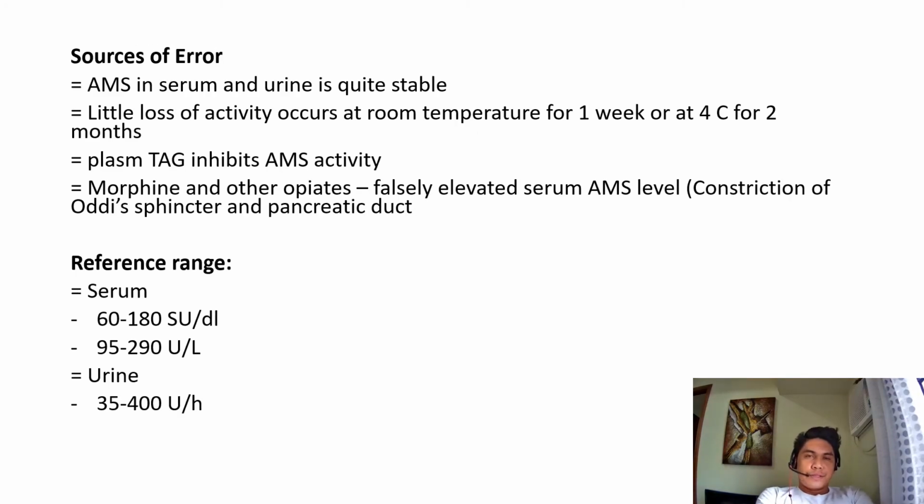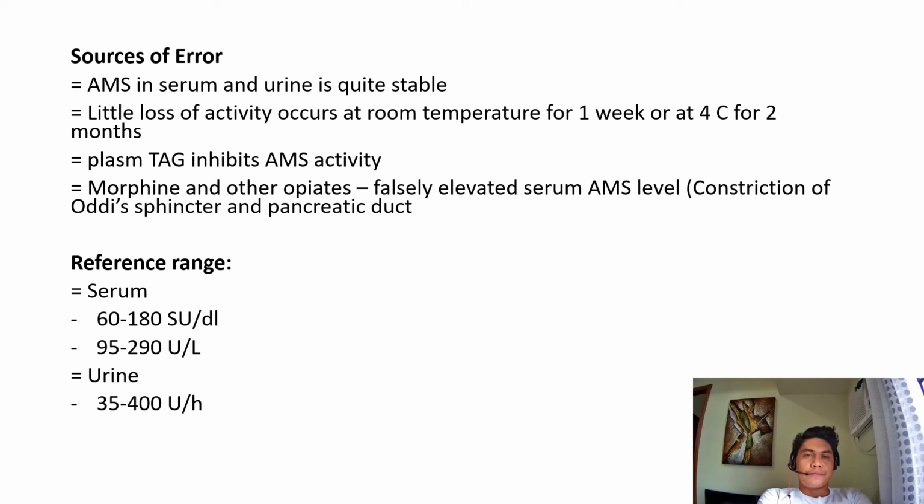Okay, so regarding sources of error in the determination of amylase activity, first, AMS in serum and urine is quite stable. There's a little loss of activity at room temperature for 1 week or 4 degrees Celsius for 2 months. Now, regarding inhibitors of amylase activity, triglyceride inhibits amylase activity. So, meaning if the sample is lipemic, then it is expected that the amylase level is decreased.